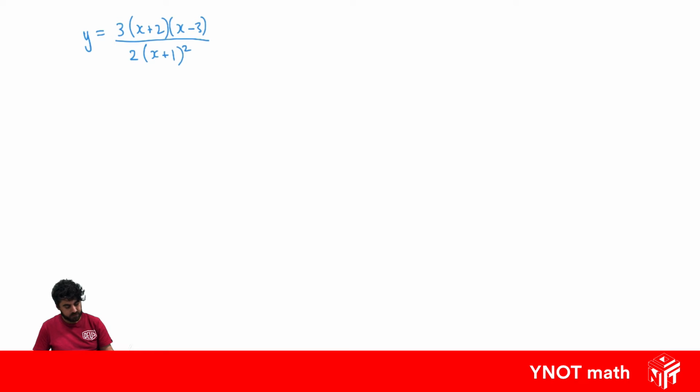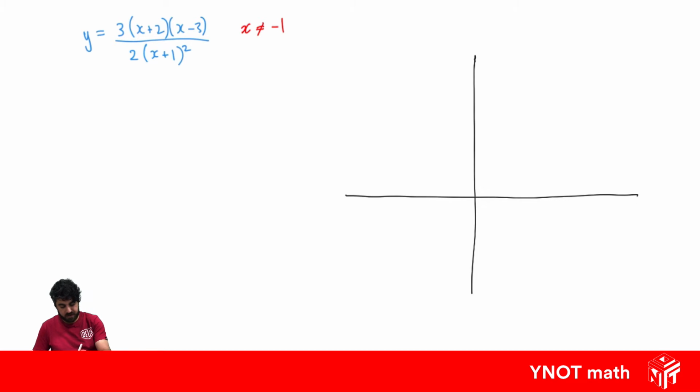Now, we can make note straight away that x can't equal minus 1, because we'll have minus 1 plus 1, which is 0. 0 squared is 0, and 2 times 0 is 0, so we'll be dividing by 0. So that must mean there's an asymptote at x equals minus 1. So let's draw our xy axis so we can start sketching in some things we know. So we know there's an asymptote at x equals minus 1.